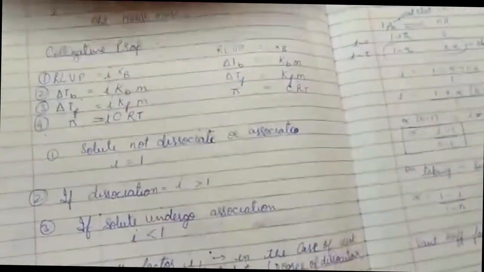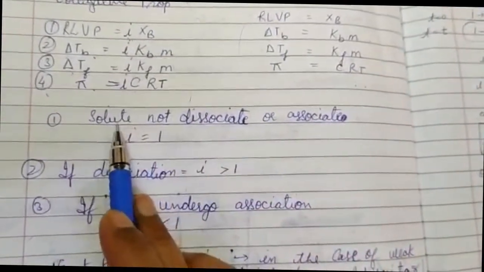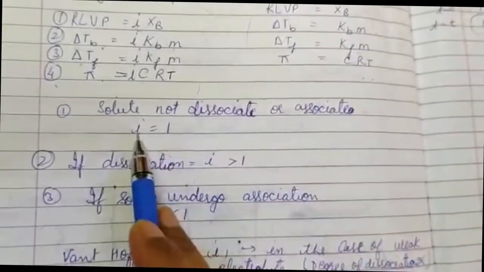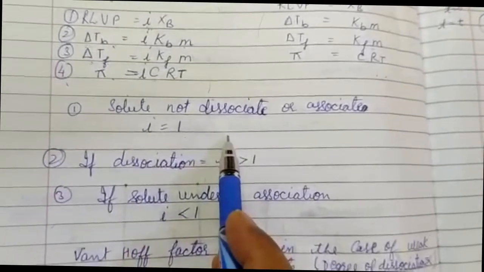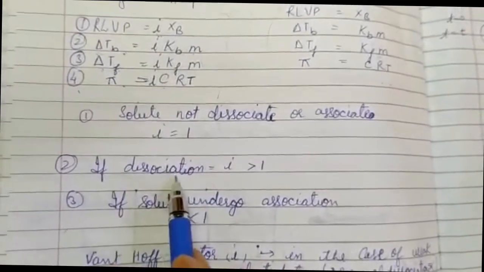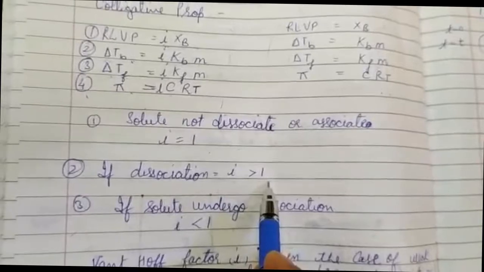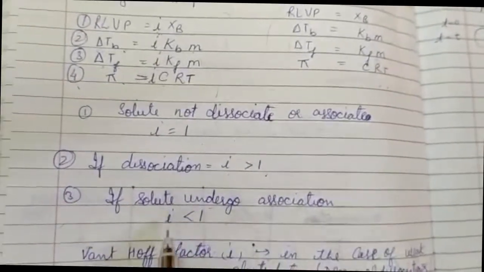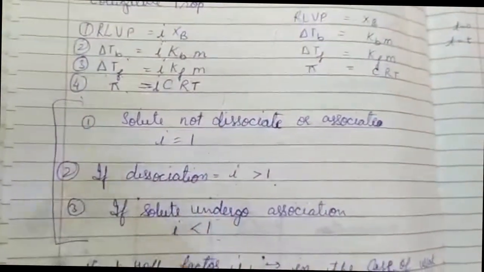Now we can observe, we have 3 observations. First observation: if the solute does not undergo dissociation or association, meaning it does not associate or dissociate, then the I value will be equal to 1, because the observed value and theoretical value will both be equal to each other. If the solute undergoes dissociation, then the I value will be more than 1, because the observed value will be more than the theoretical value. And if the solute undergoes association, then the I value will be less than 1. So you have to remember these 3 observations.